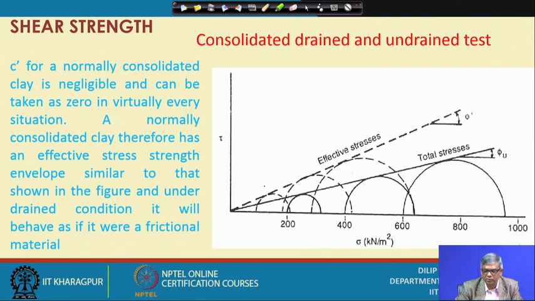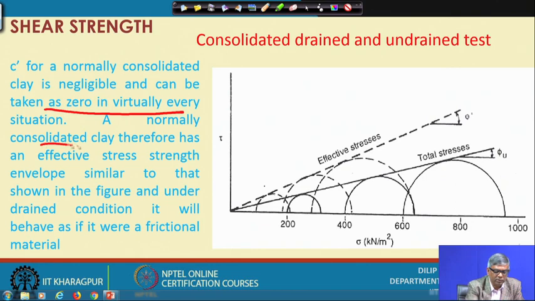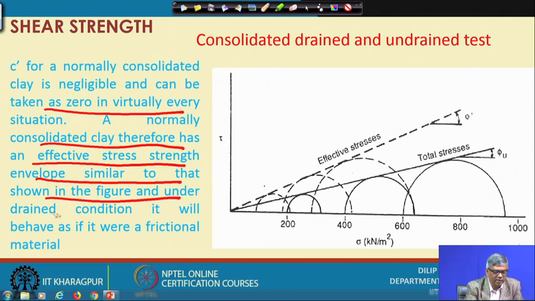Now, this is a consolidated drained or undrained test. As I have mentioned, C dash for a normally consolidated clay is negligible and can be taken as 0. So, a normally consolidated clay has an effective stress strength envelope similar to that shown in the figure in undrained condition, and it will behave as if it was a frictional material. That means whether consolidated drained or undrained, in both cases your failure envelope will be passing through the origin.